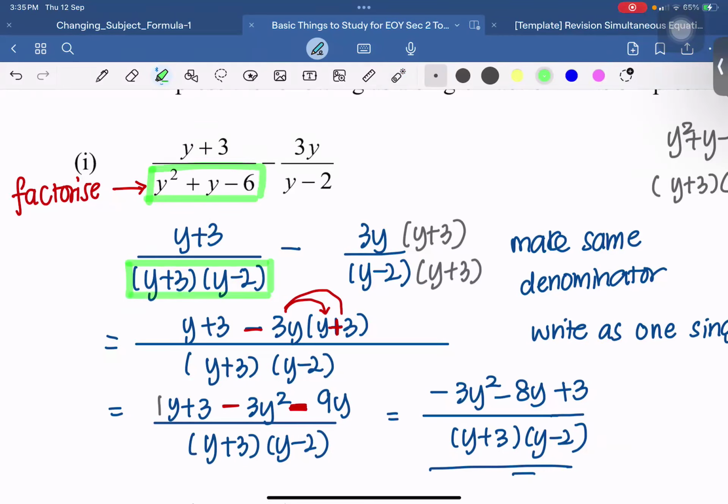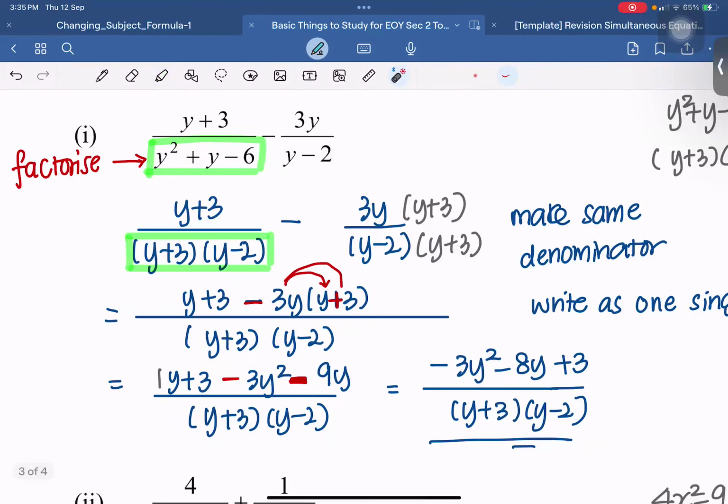Then we copy down the next fraction, keep it the same. Now, observe the denominator. This is y minus 2. This is y minus 2. They are already common. The one that is the same, I don't repeat again. I don't multiply again. So what is the factor that is missing? The y plus 3 is missing. So I add one more y plus 3 to this fraction. Yesterday, Feng Qing did multiply by +3. That's not correct. It's the whole expression y plus 3, the whole bracket.